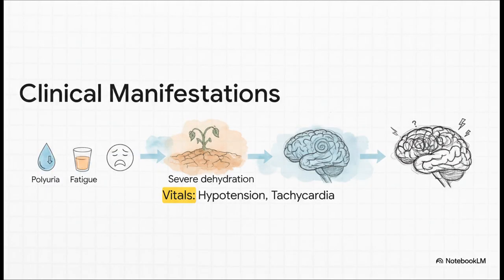Well, as you can see, it might start off kind of subtle. They're peeing a lot, they're tired, but as that dehydration gets worse and worse, their vitals start to change. You'll see that low blood pressure and fast heart rate. And that dehydration is especially tough on the brain, which leads to the absolute hallmark sign of HHS, altered mental status. We're talking anything from just a little confusion all the way to profound lethargy, seizures, or even a coma.